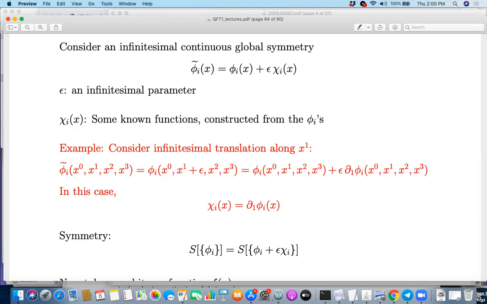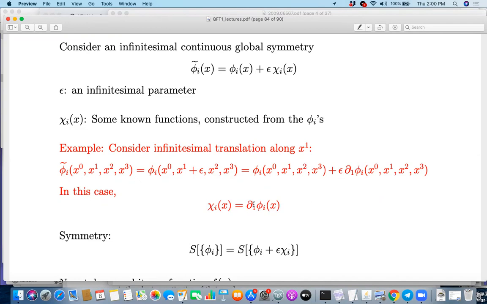And now if you compare this general definition of chi with the special case, we see that for infinitesimal translation along the x direction, chi I is just given by the derivative of phi I with respect to x, or with respect to x1. Is this clear to everybody?